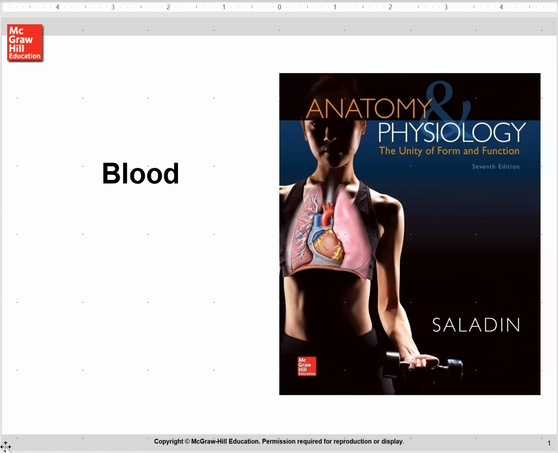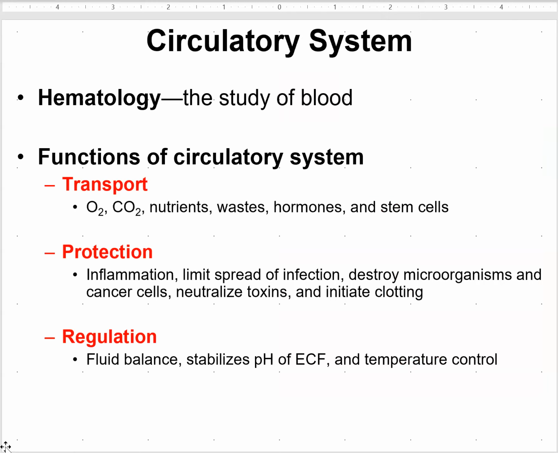and the main function of blood is to deliver nutrients and gases, and a lot of other components like hormones and stem cells. Apart from that, blood helps in protection. It helps in the immune response of the body, and it also helps in maintaining homeostasis. Now, the study of blood is called hematology. Hematology, right over here. So, the first function is transport.